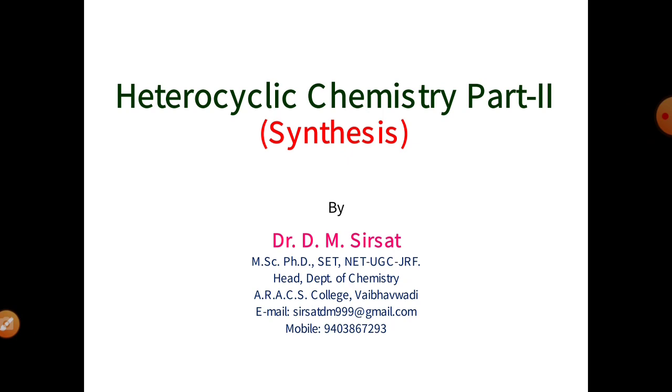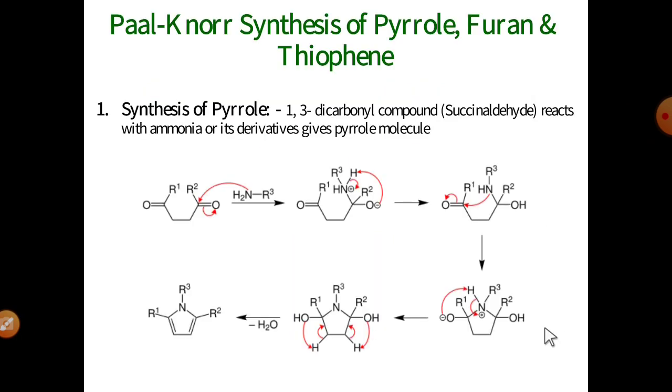Friends, in today's lecture we are going to discuss the synthesis of 5-membered heterocycles and 6-membered heterocycles. In 5-membered heterocycles, pyrrole, furan and thiophene, and in 6-membered heterocycles, the synthesis of the pyridine molecule. Let's see one by one. Number first is the synthesis of 5-membered heterocyclic compounds: pyrrole, furan and thiophene. A very famous method for synthesis of these 5-membered heterocyclic compounds is the Paal-Knorr synthesis method.